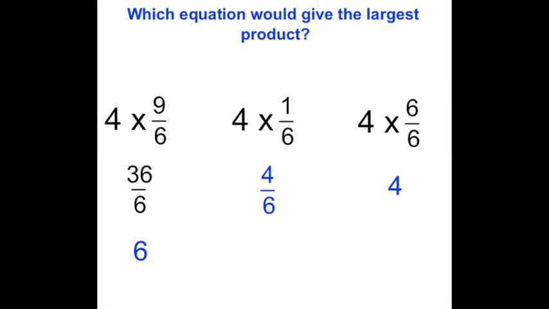Let's take a look at it worked out just so you can see. When you multiply 4 times 9/6, you get 36/6, and 36 divided by 6 is 6. When you multiply 4 times 1/6, my answer remains 4/6. Since 6/6 is the same as one whole, 4 times 1 is 4. I can see that my largest product is 6, so this gives me my largest product.